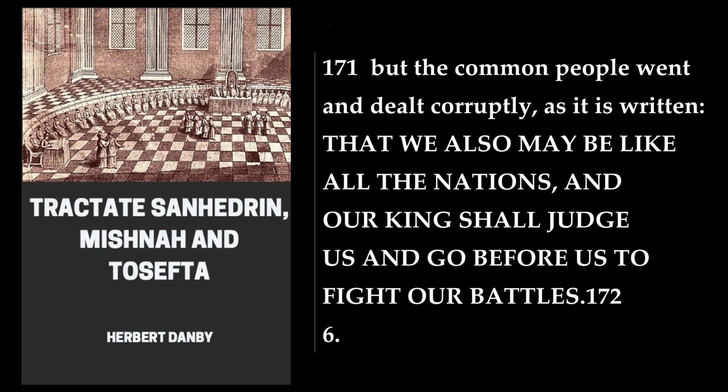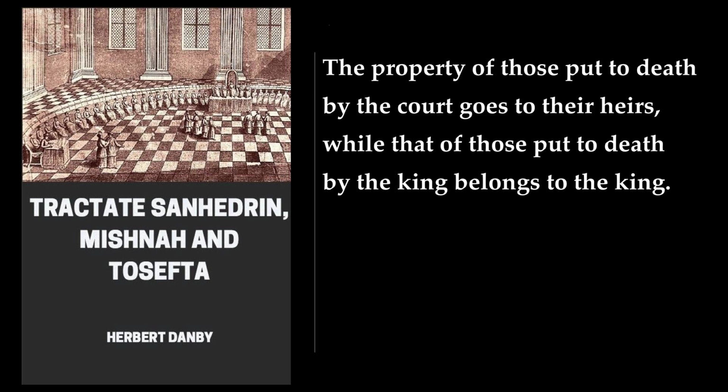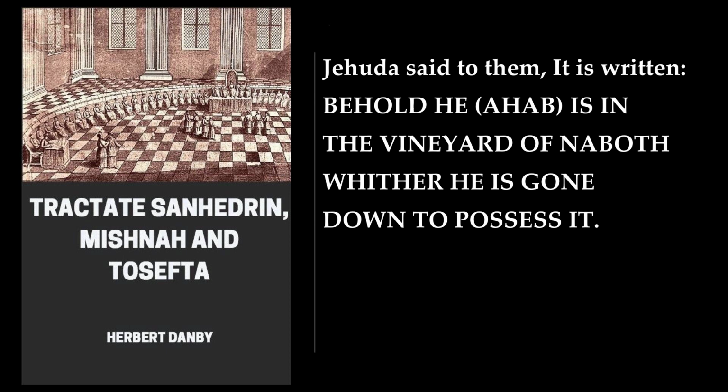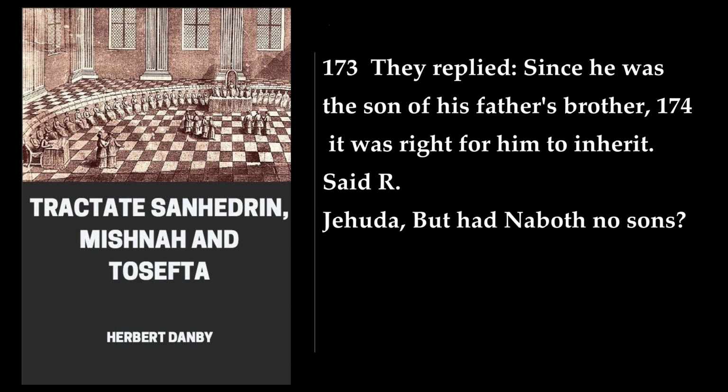172. 6. The property of those put to death by the court goes to their heirs, while that of those put to death by the king belongs to the king. But the majority hold that the property of those put to death by the king goes to their heirs. R. Jehudah said to them, It is written, "Behold he, Ahab, is in the vineyard of Naboth whither he is gone down to possess it." 173 They replied, Since he was the son of his father's brother, 174 it was right for him to inherit.